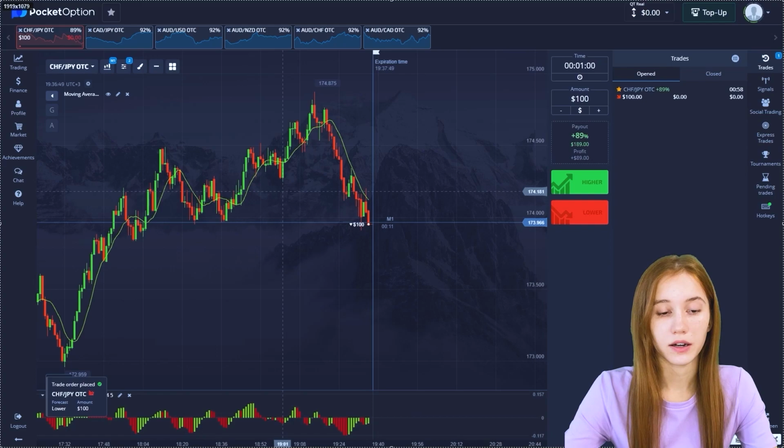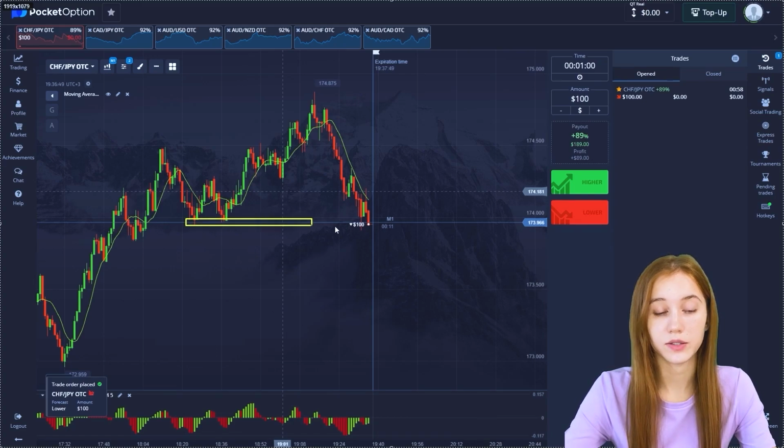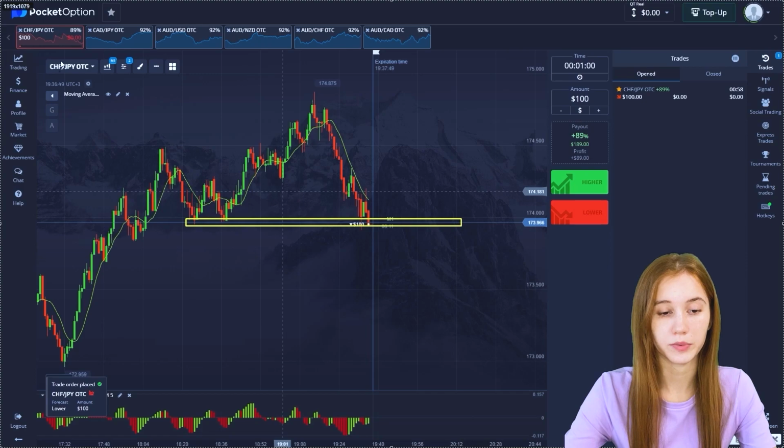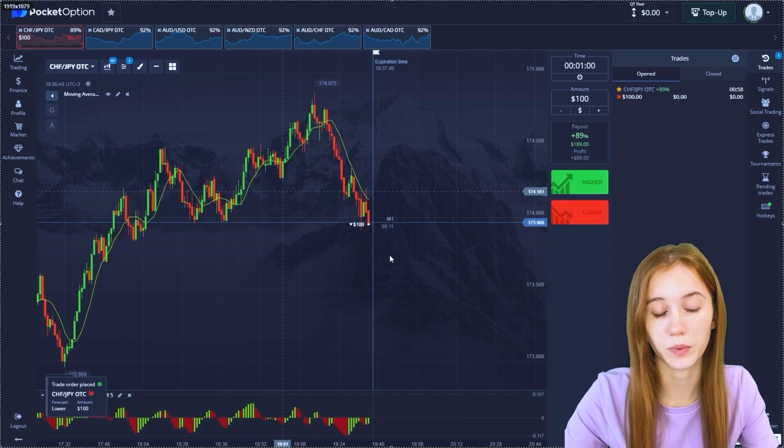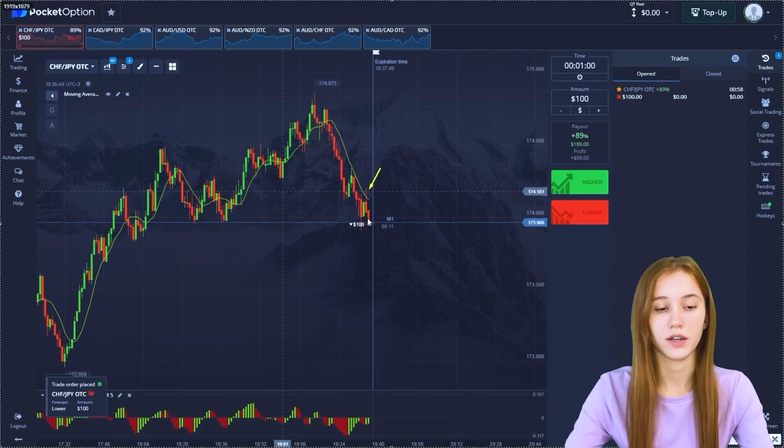What we see here, we are at the support area. Pocket Option shows us this automatic line, showing us our lines. It's very convenient. We see that we go into the support area, we reached it, we see this intersection, and then the rollback with a green candle and then a drawdown. The previous candle was red with a shadow in the upper position. It increased our chances of going down.